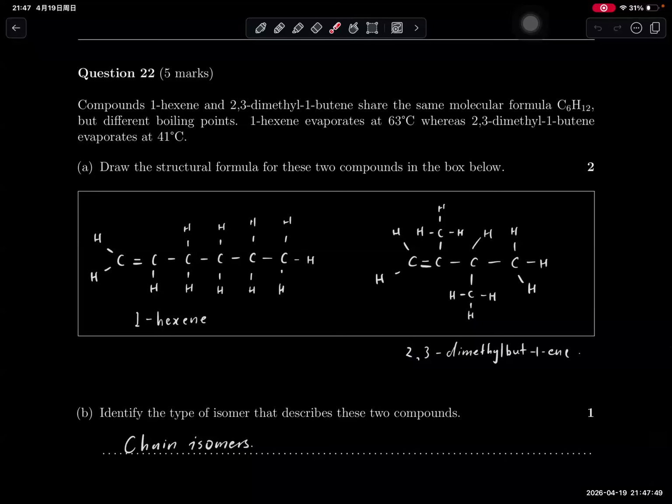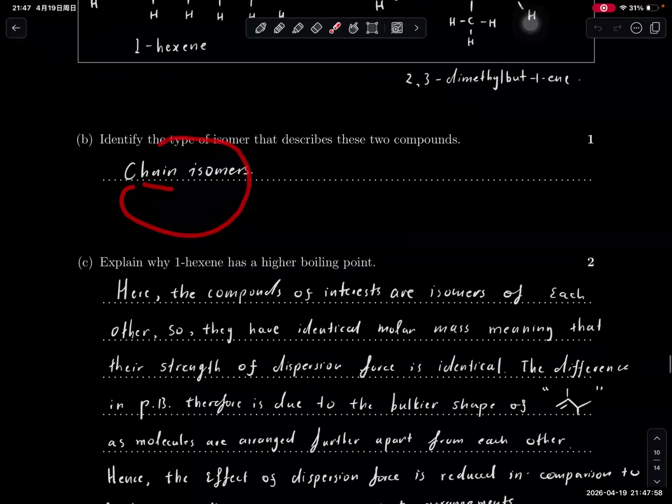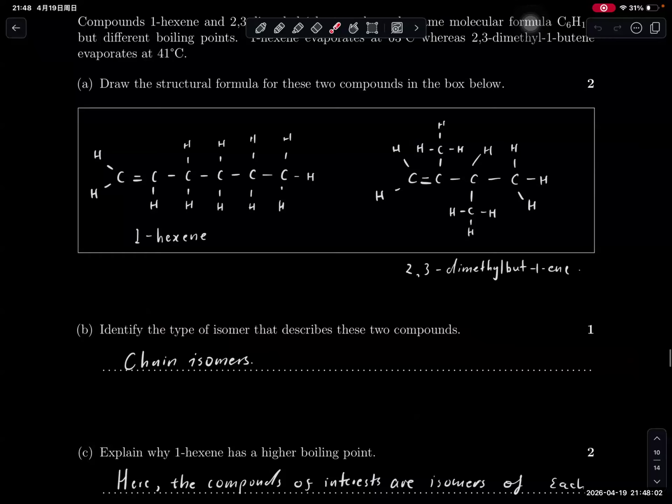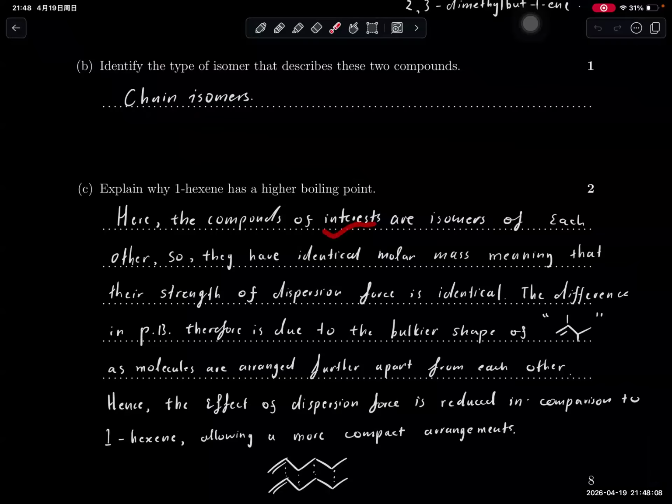So you can see how the evaporation points, which is just the boiling point, are a bit different. Then question B, they are chain isomers. Question C, explain how they have different boiling points. It's because of their geometry, right? One is bulkier, the other one is more straight chained.